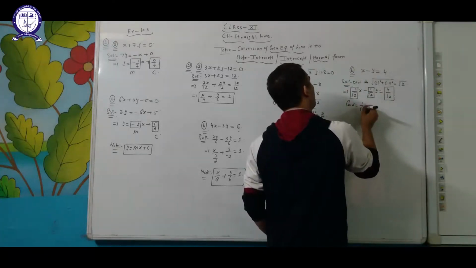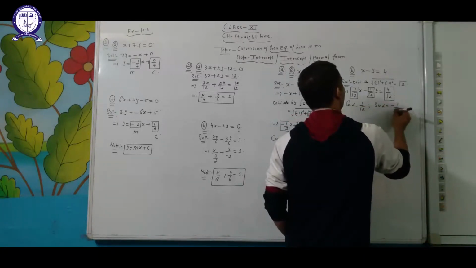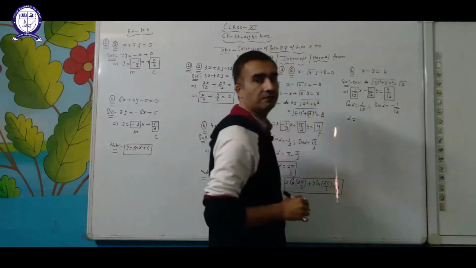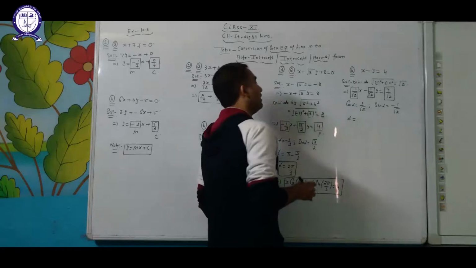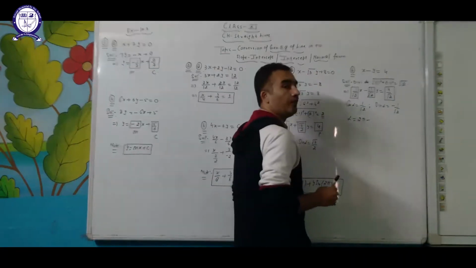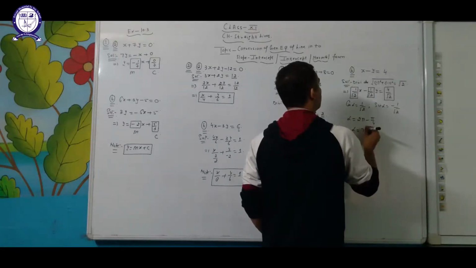Cos alpha is equal to 1 by root 2. Sin alpha is equal to minus 1 by root 2. Here you can see cos is positive and sin is negative. It is in the fourth quadrant. To lie in the fourth quadrant, that is 2 pi minus, the value for 1 by root 2 will be pi by 4. That means alpha is equal to 7 pi by 4.